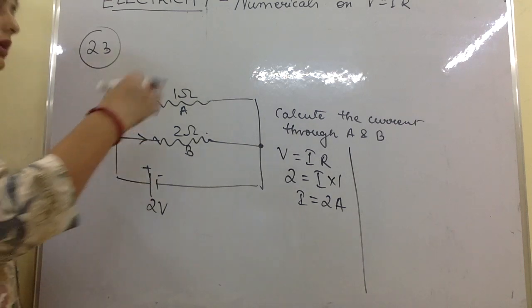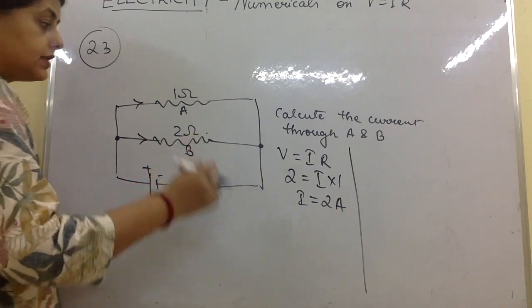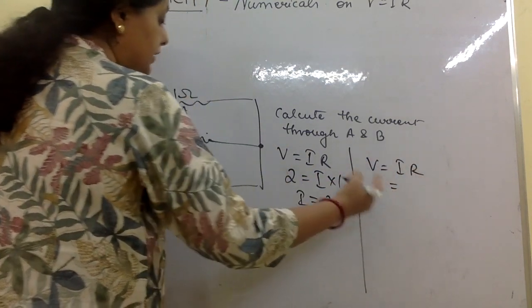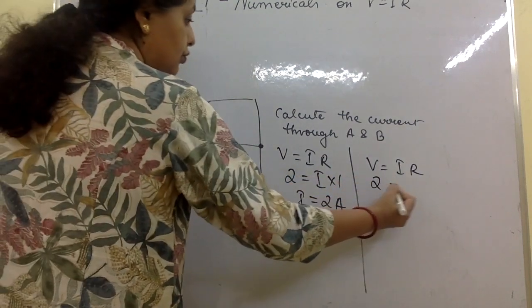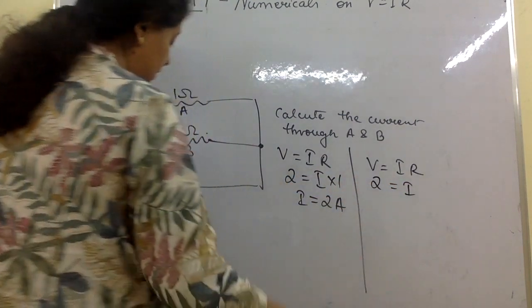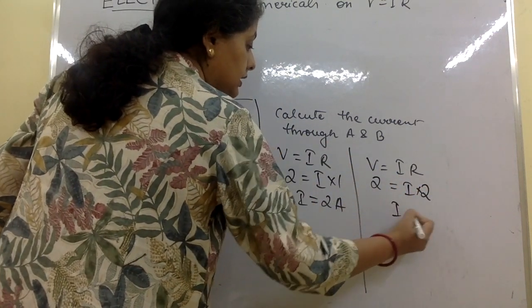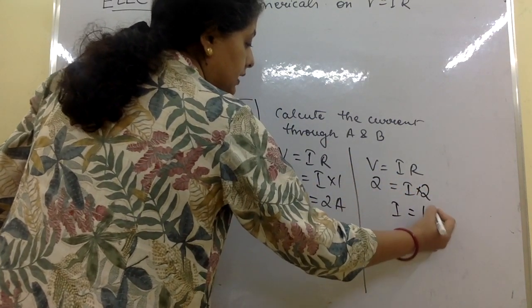Then, for the B part of it, this resistor B. For resistor B, again V is equal to IR. Then V, we know again, is 2. I, we don't know, we are finding. And R is 2. So I is 1 ampere.